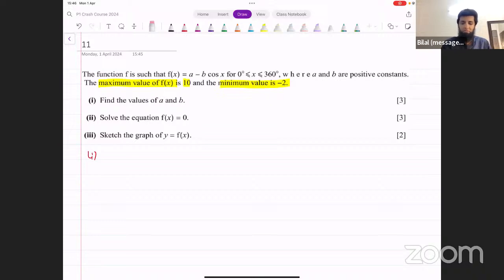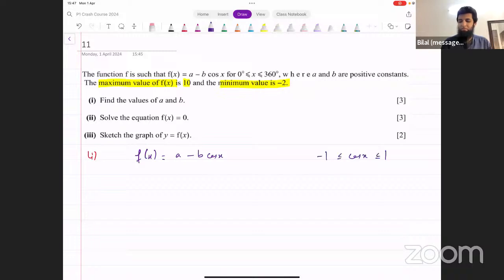How do you do that? You have the function f of x that equals a minus b cos of x. Now it's a cos function, right? Is this cycle of cos completing here? It's cos of x, so there's nothing multiplying or dividing x. And x is going from 0 to 360. That means it's one full cycle. If it's one full cycle, then cos of x is going to be between minus 1 and 1.